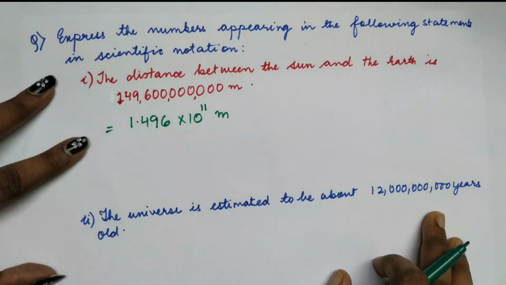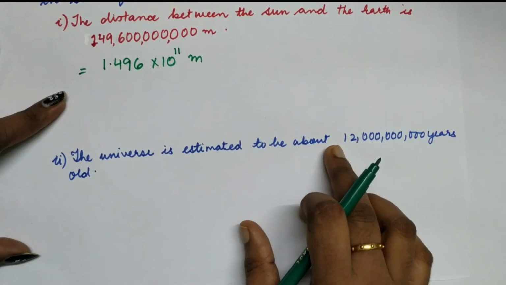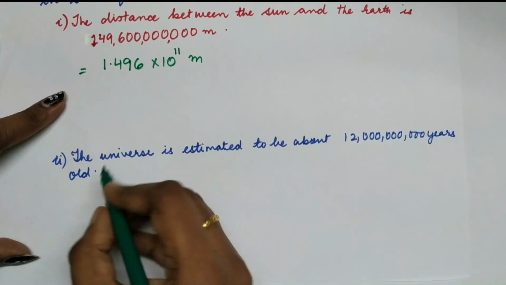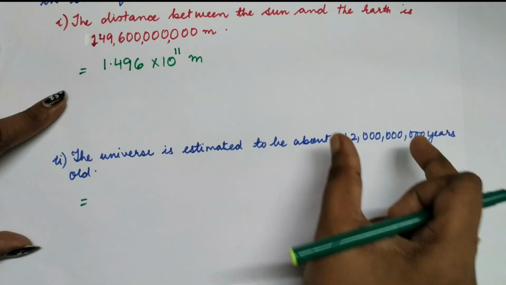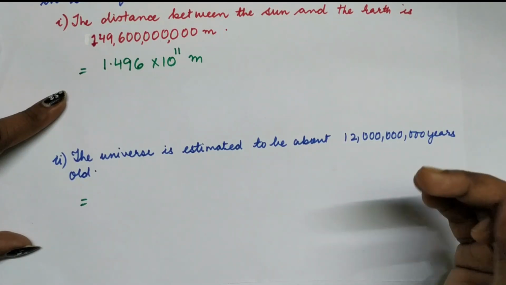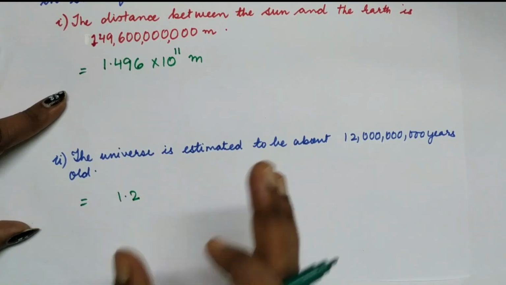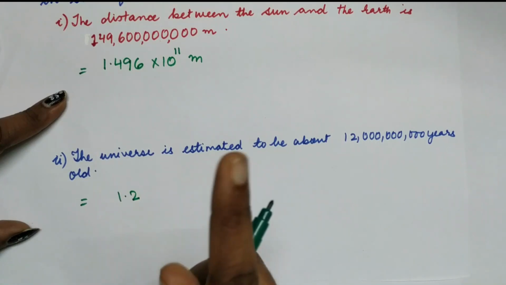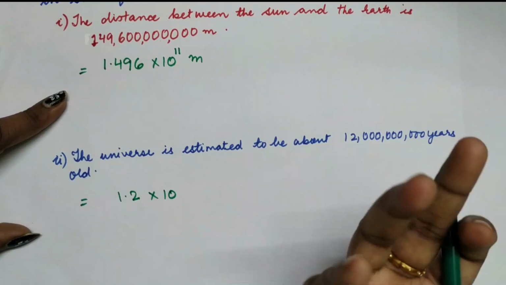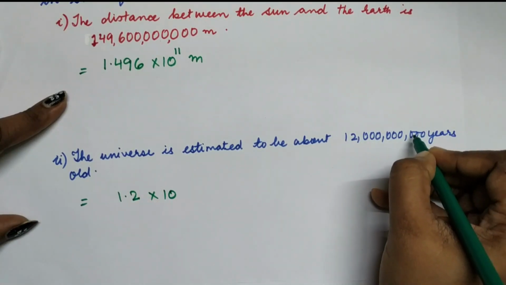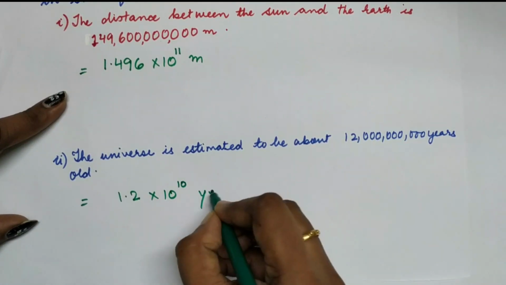Are you able to follow me, dear friends? In this question, the universe is estimated to be about this many years old. So again, I'm just showing you the number part. You can completely write the sentence and just change this number, standard number, into the scientific notation. So it will be 1.2. Always the number has to be less than 10 and it can be 1 and above. So 1.2 into 10 to the power n. So what is n here? Let us count. 1, 2, 3, 4, 5, 6, 7, 8, 9 and 10. 10 to the power 10 years old.